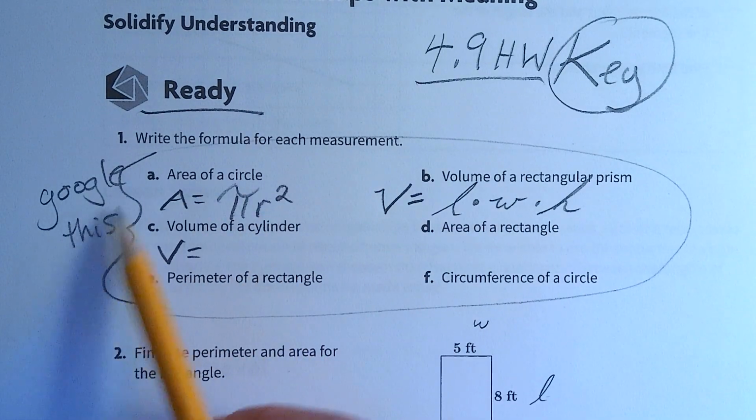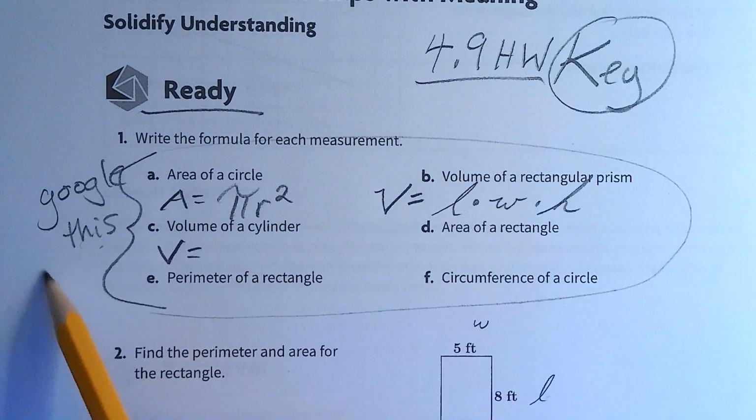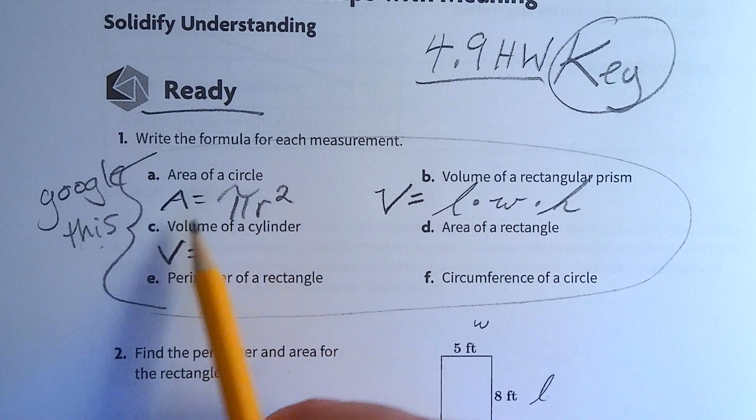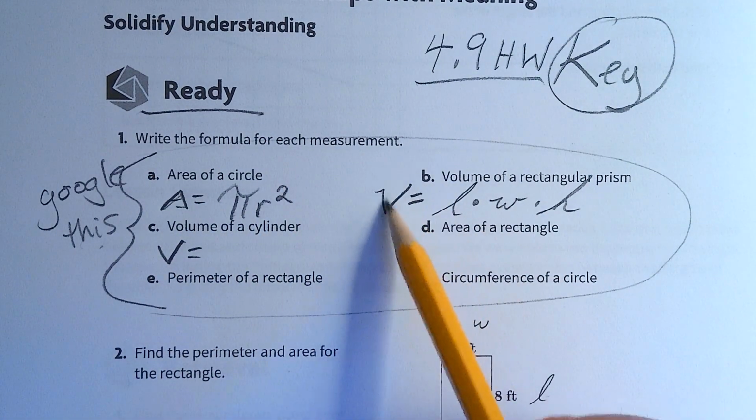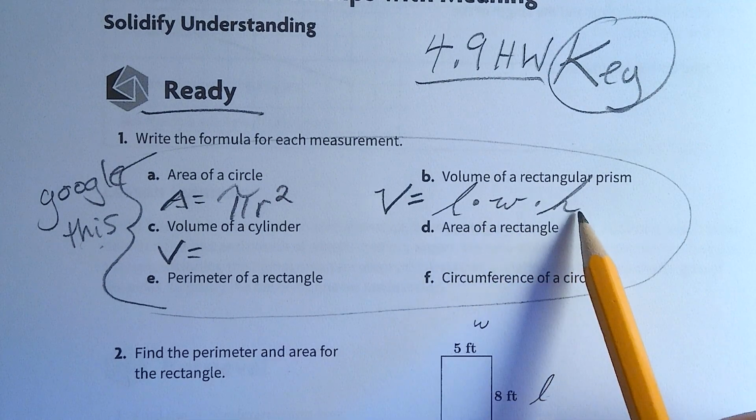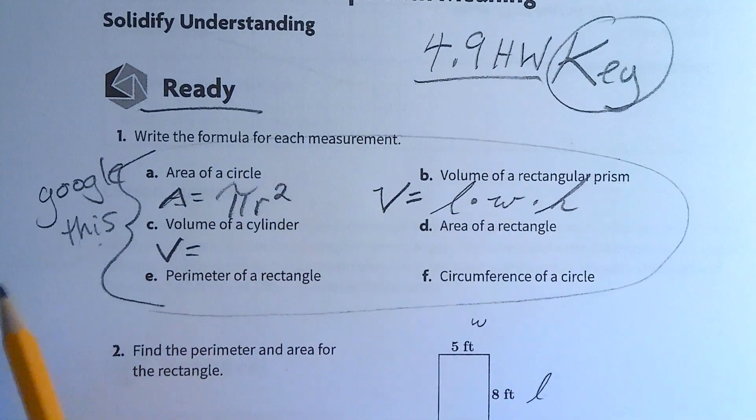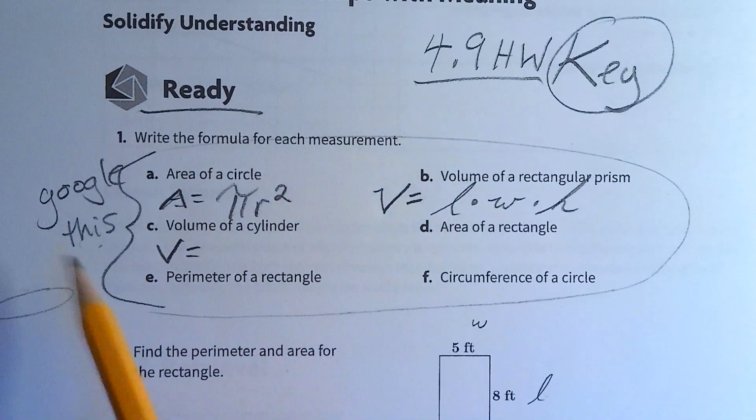I did say Google this, but I could have also said just figure it out or remember it. So the area of a circle is pi r squared. The volume of a box is length times width times height. The volume of a cylinder, that's just a circle that stacks up.